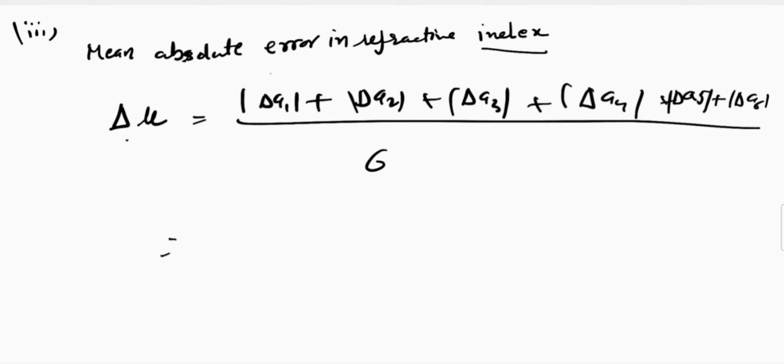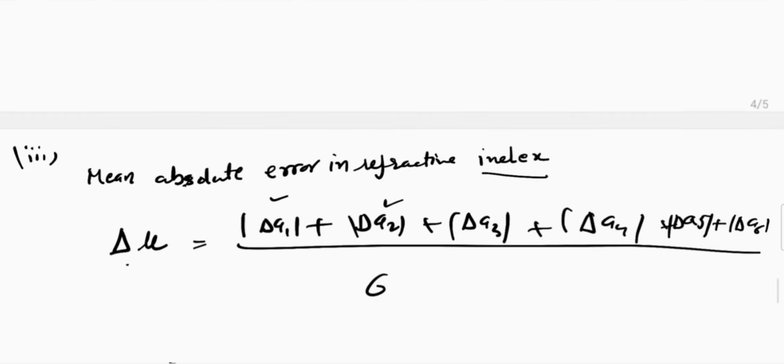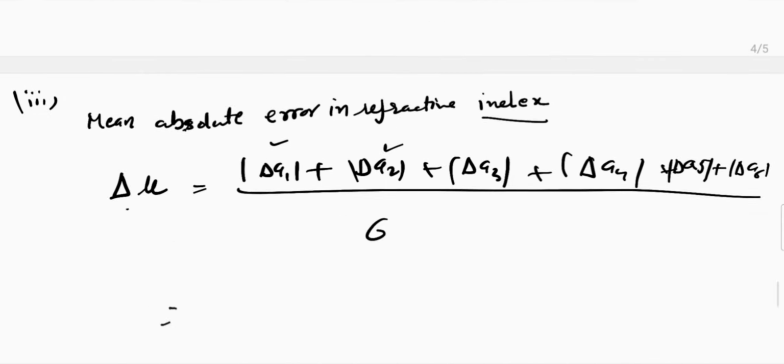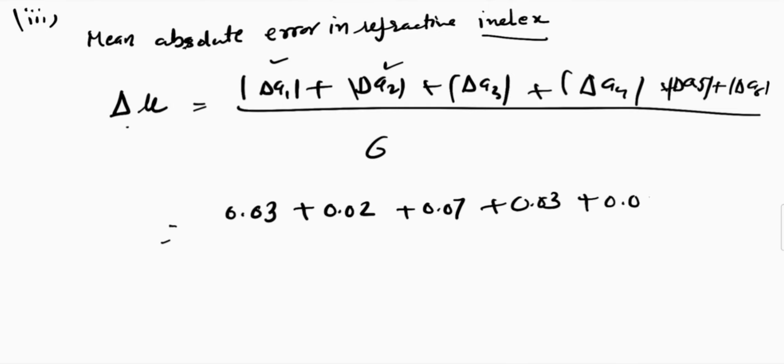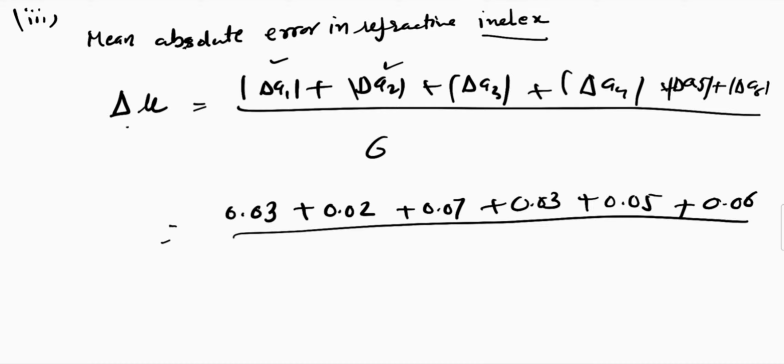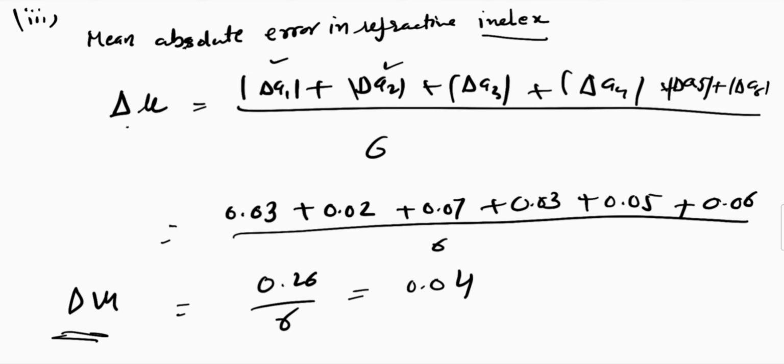So we'll put the positive values of all these absolute errors, which are: the first one is 0.03 plus 0.02 plus 0.07 plus 0.03 plus 0.05 plus 0.06, divided by 6, and we'll solve this. We'll get 0.26 divided by 6, which is equal to 0.04.